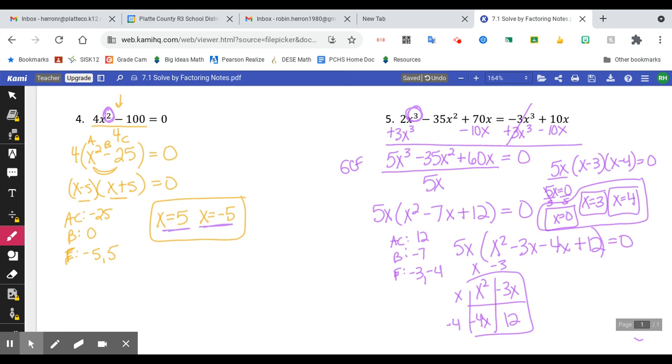Okay, so everything's the same as last week with factoring. We're just adding in the part about solving on the end.